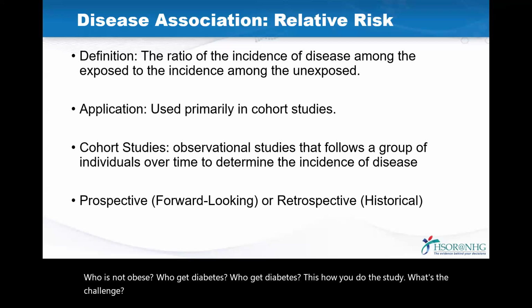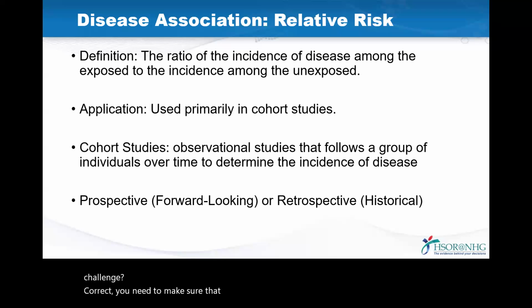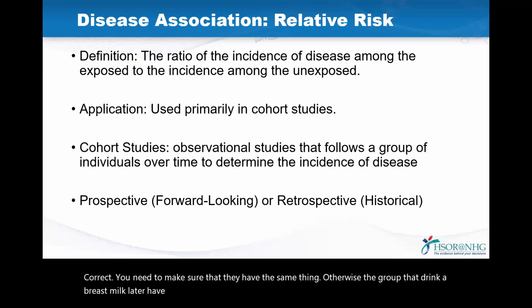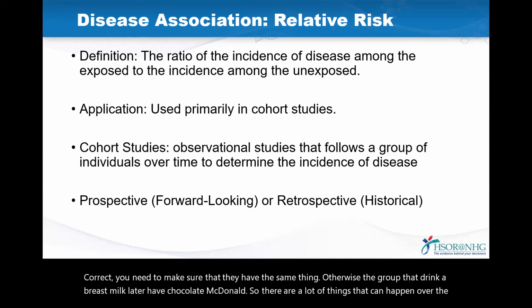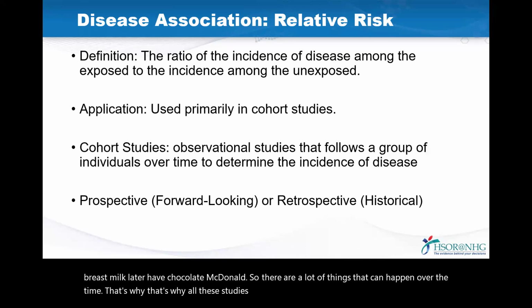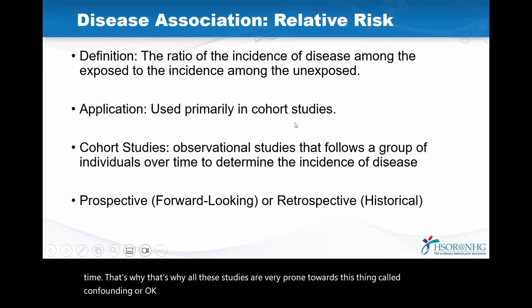Ethical. Correct. You need to make sure that they have the same things. Otherwise, the group that drank breast milk later has chocolate and McDonald's. So there are a lot of things that can happen over time. That's why all these studies are very prone to this thing called confounding, or other factors. So you need to do adjustment.